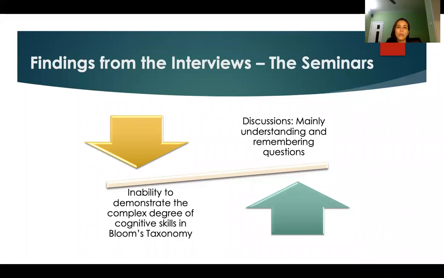One part of the seminar is discussion, and because of the students' limitation in making questions demonstrating the complex degree of the cognitive skills in Bloom's taxonomy, the discussions can sometimes be quite simple and not thought-provoking enough.